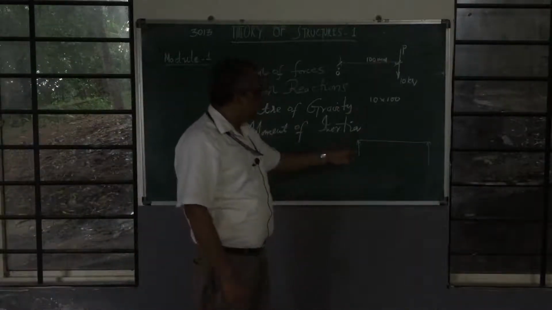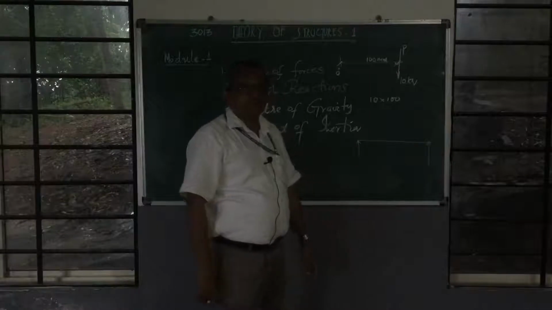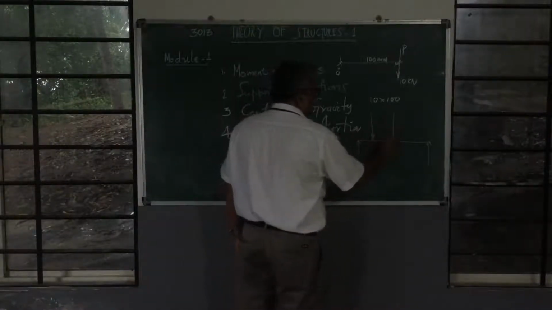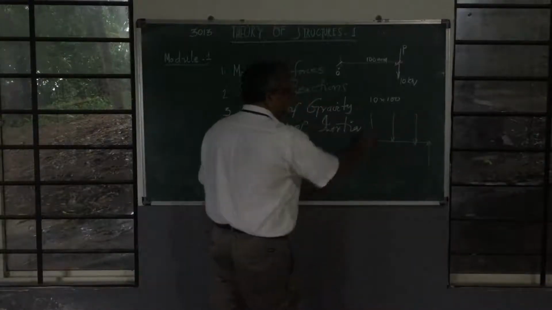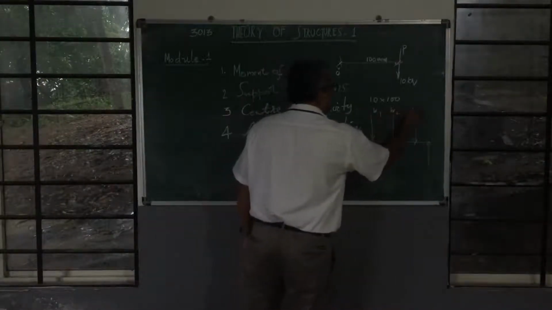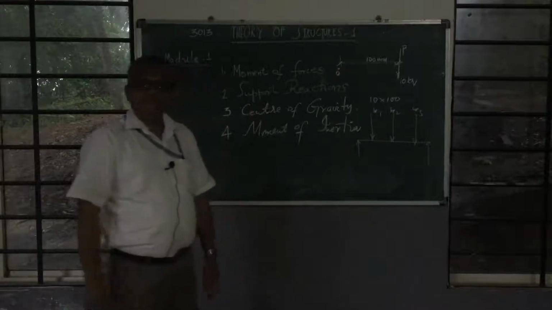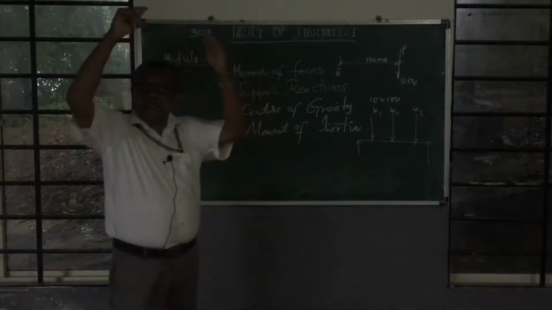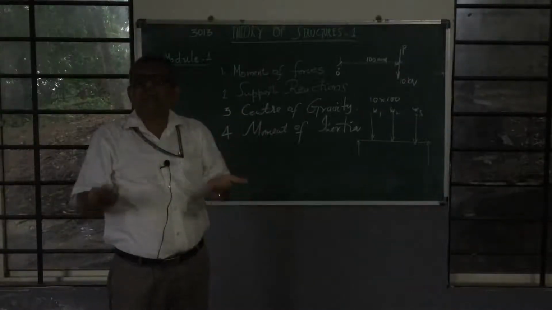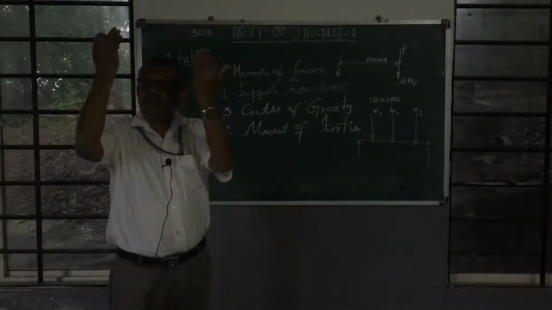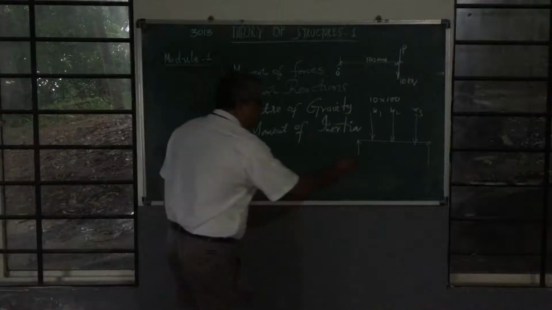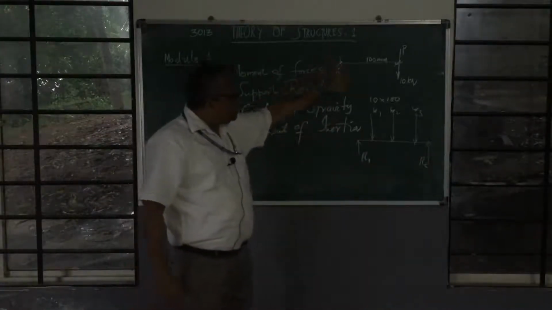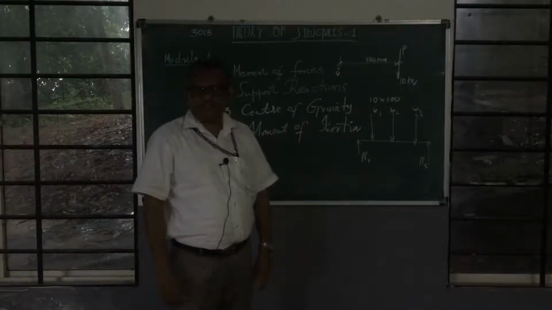It is known as a freely supported beam or a simply supported beam. When there are a number of forces acting vertically downwards, say W1, W2, W3, etc., how do we find the reactions? You know that whenever there are vertical external loads, there should be reactions also to resist them. So these are the reactions, say R1 and R2, to resist this external loading acting downwards.